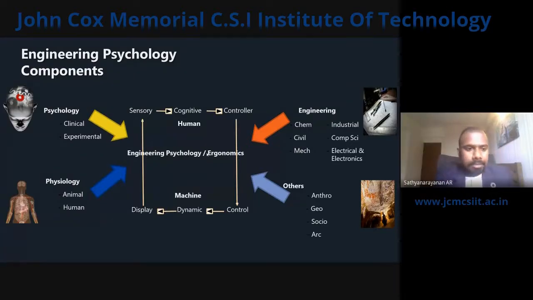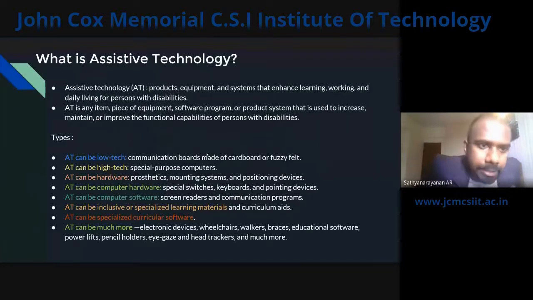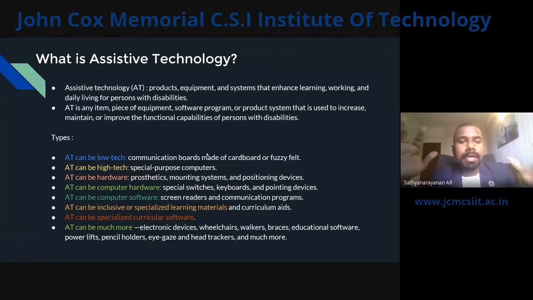So let's look at what assistive technology is. It's a product, equipment, or system that enhances learning, working, and daily living for a person with a disability. We found that almost 15% of the world population is affected, so you can imagine how big the market size for assistive technology is. It can be an item, a piece of equipment, a software program, or a product system used to increase, maintain, and improve the functional capability of a person with a disability. These are two broad definitions of AT.